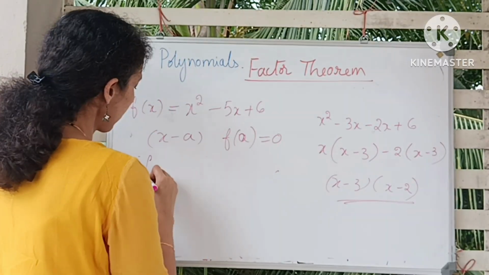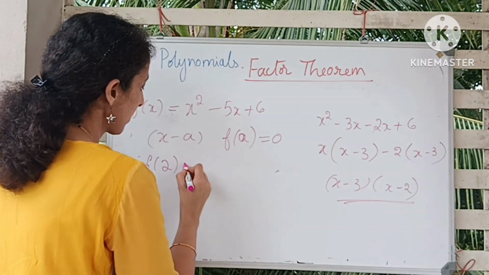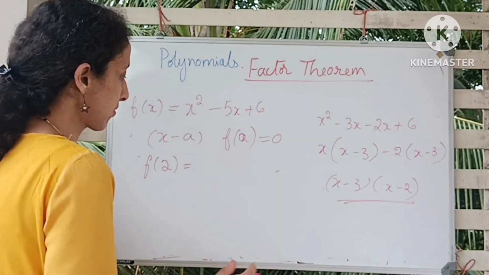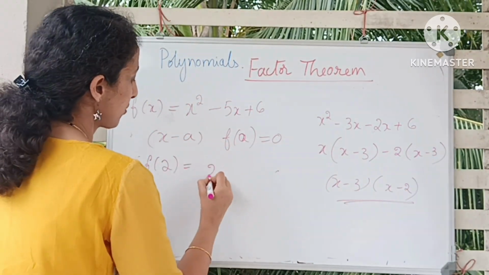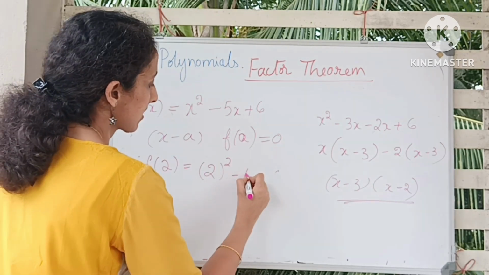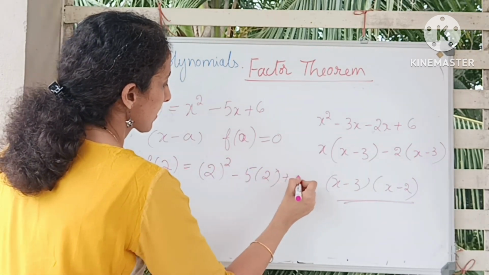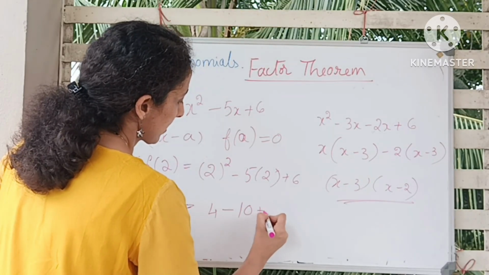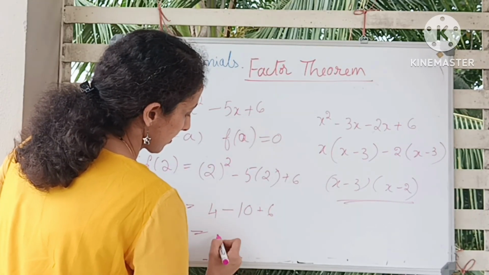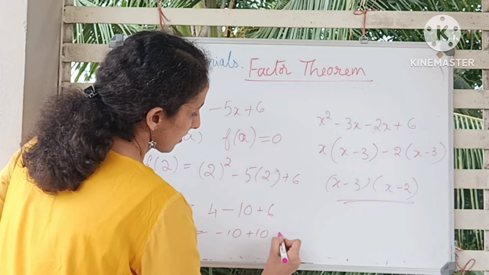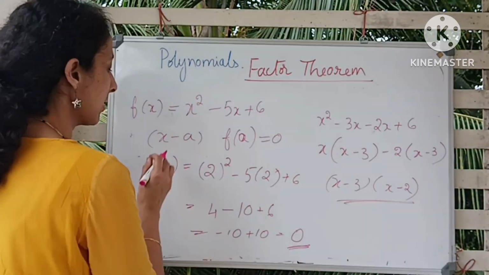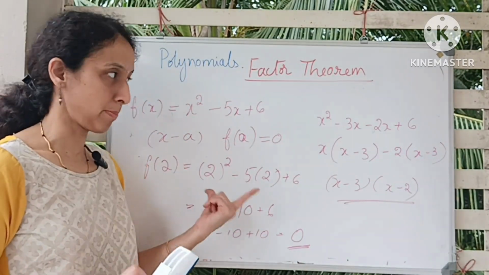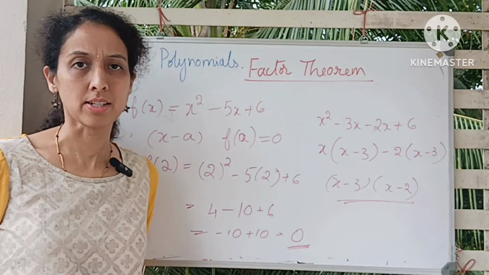Similarly, we will see if f of 2 is also 0, because x minus 2 is also a factor. So 2 square minus 5 into 2 plus 6 is equal to 4 minus 10 plus 6, that is minus 10 plus 10, which is equal to 0. Again f of 2 is equal to 0. So our factor theorem is applied here and we see that it is true.